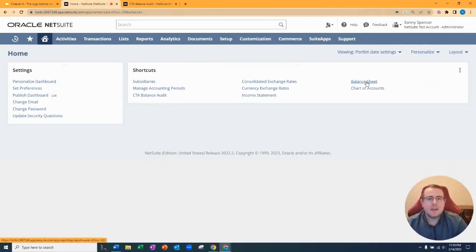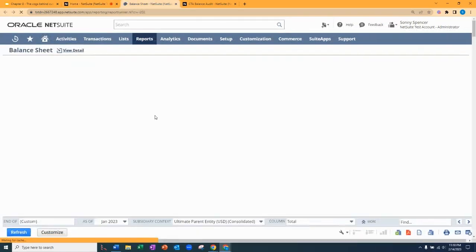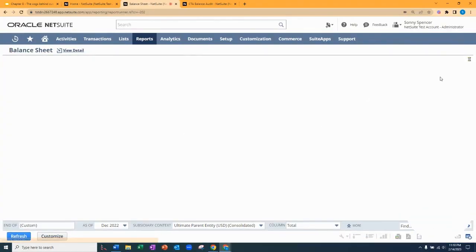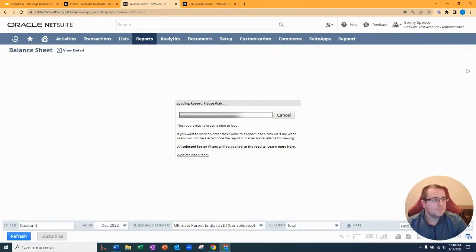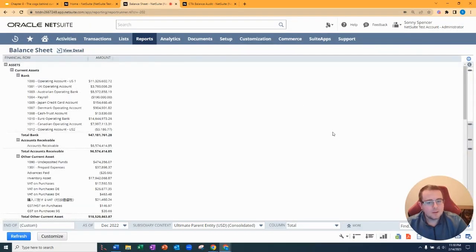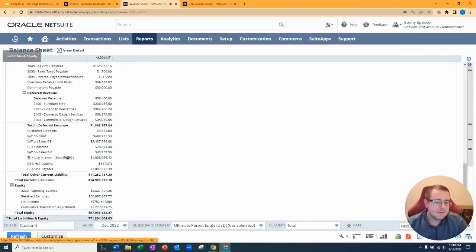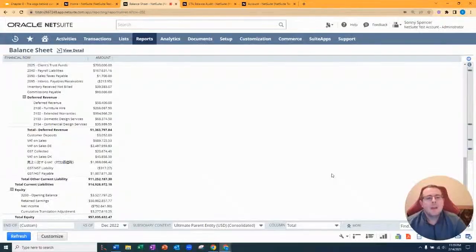I'm just going to come back here for a second to generate our consolidated balance sheet for the same accounting period. Just while that's loading, what you'll notice is that our CTA balance as of December 2022 is that 3.277 million. So that's how that balance ties back to the consolidated balance sheet. Let's jump back into the CTA balance audit report.